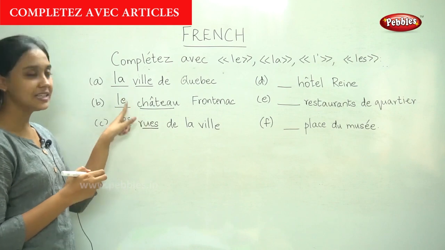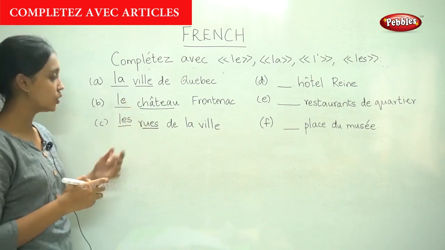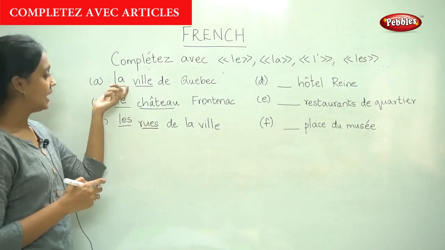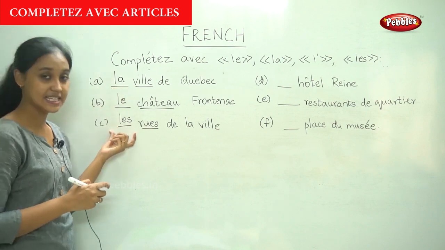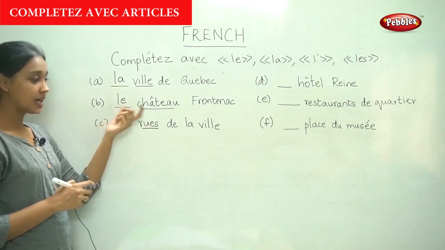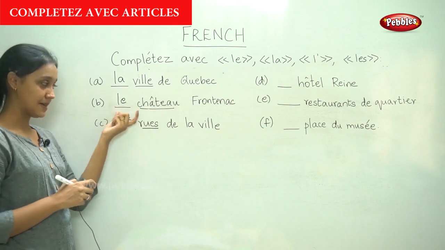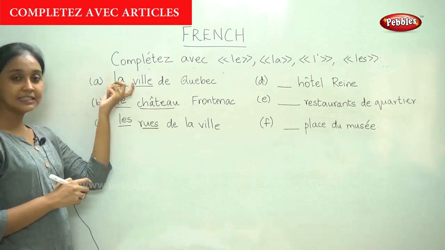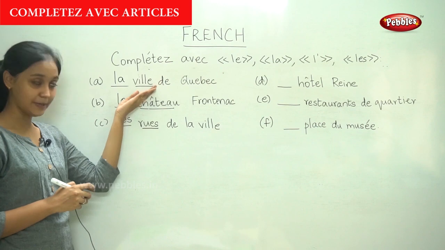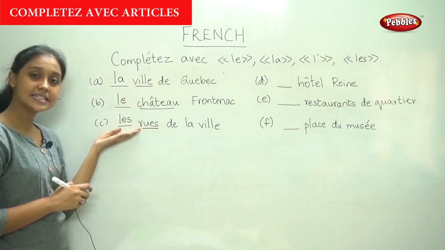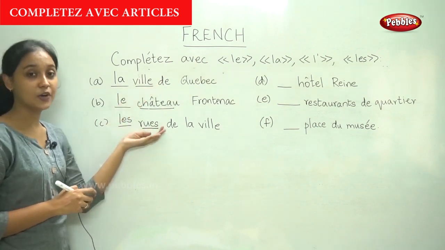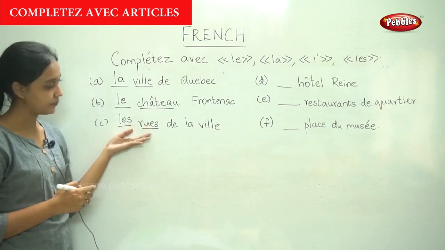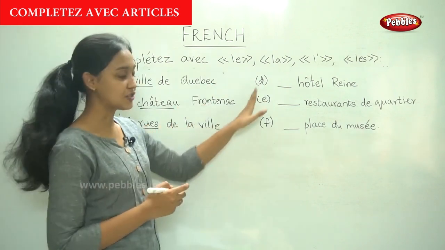So in these three sentences, we have seen how to use le, la and les. Le comes before a noun that is in the masculine form. La comes before a noun that is in the feminine form. Les comes before a noun that is in the plural form. So shall we try to do the next three sentences?